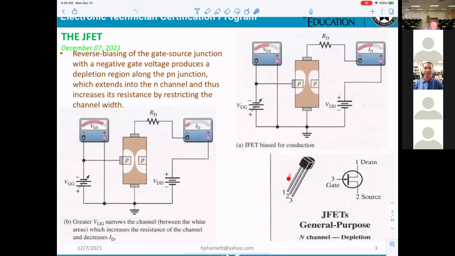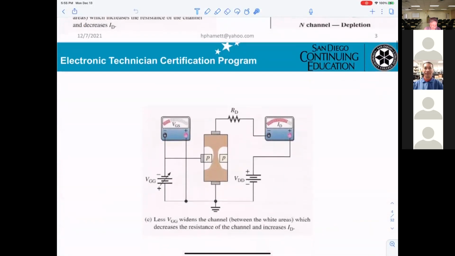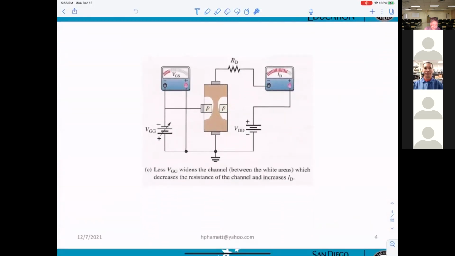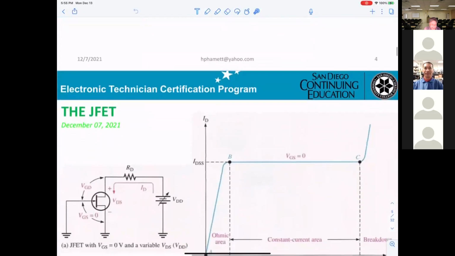And they also gave you the picture for the JFET, for whoever is working in the lab, you have to deal with this one. Same thing: wider channel, then more current flows. To widen the channel, you have to reduce the negative voltage at the VGG. So if you have a question, let me know.